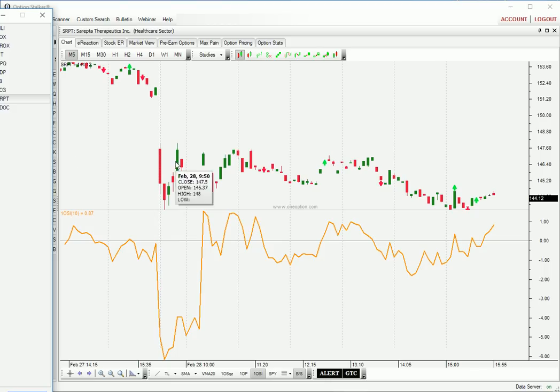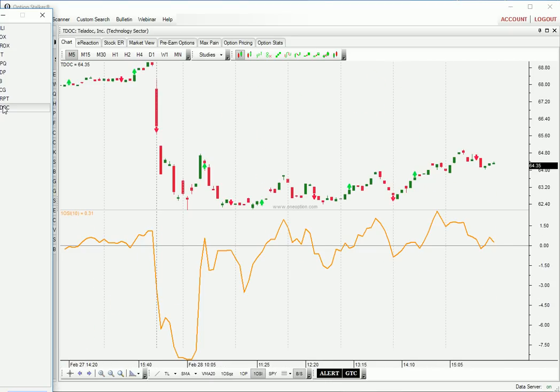This is a choppy one. You can tell by these gaps higher. Probably not a very liquid stock. So not much going on with this one. Nothing. I probably would not care to trade that, quite honestly.